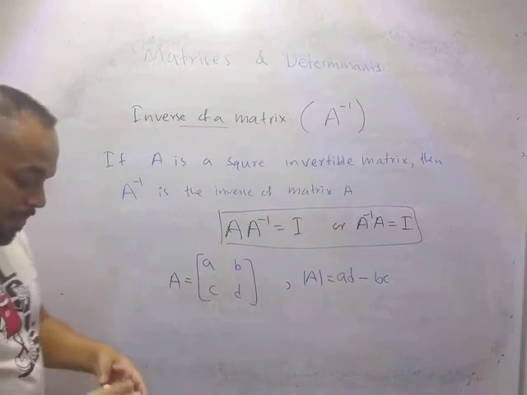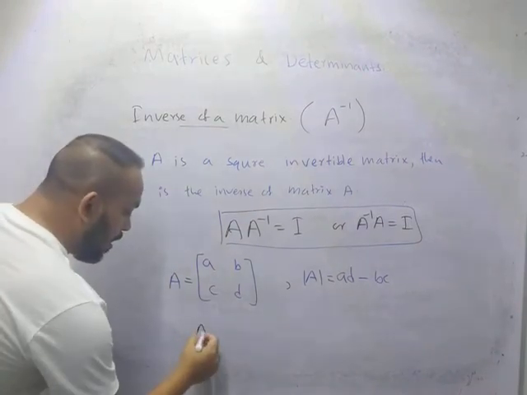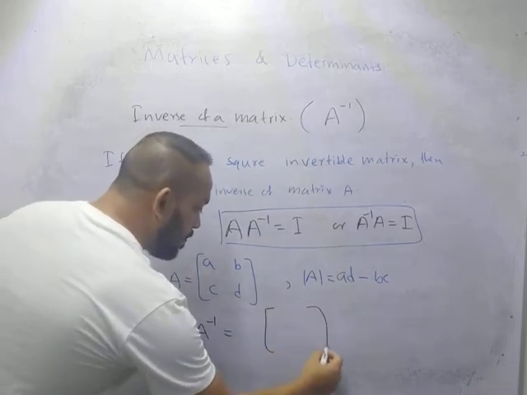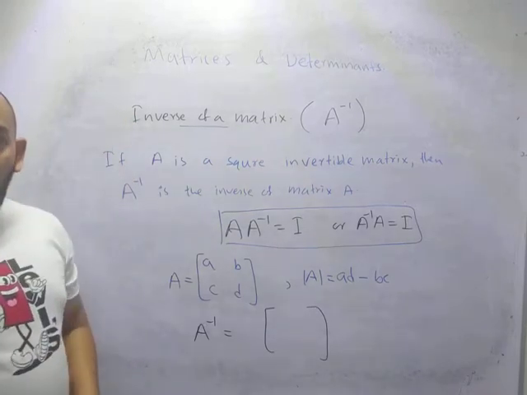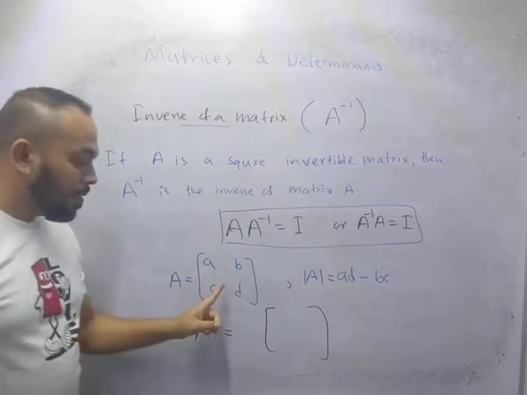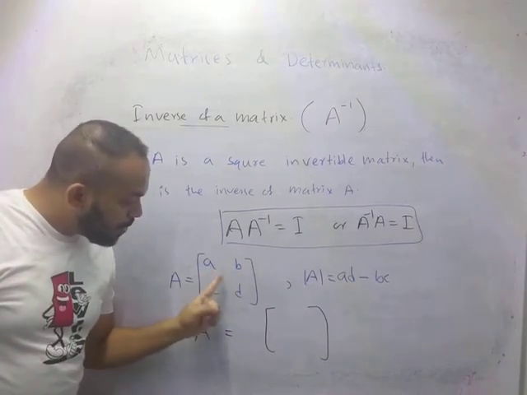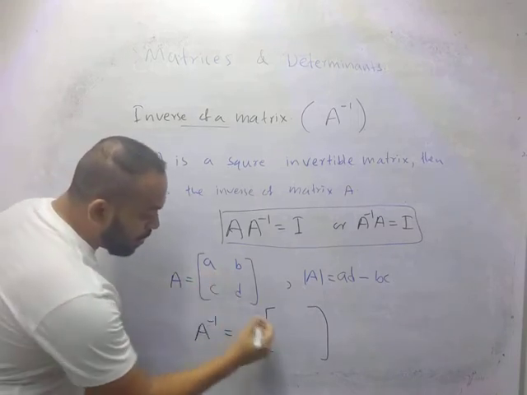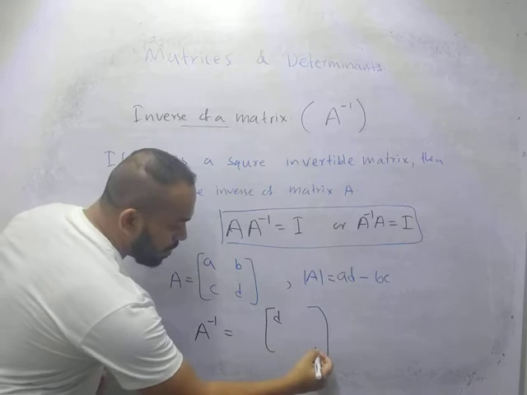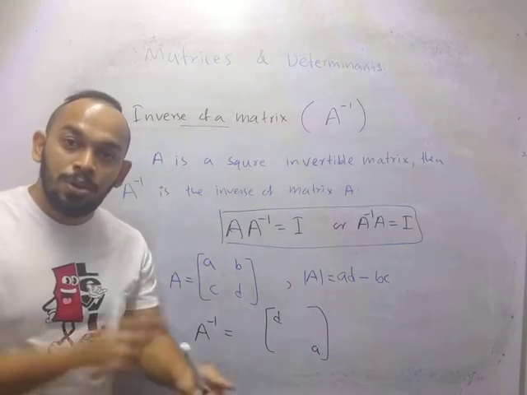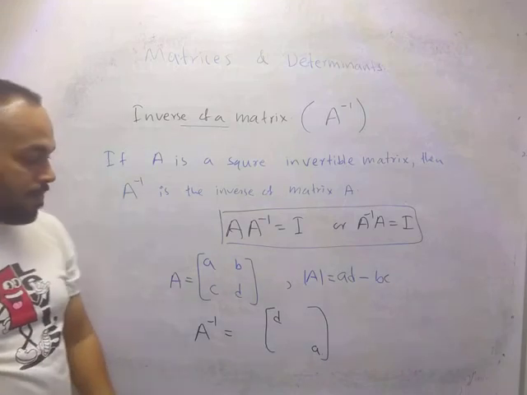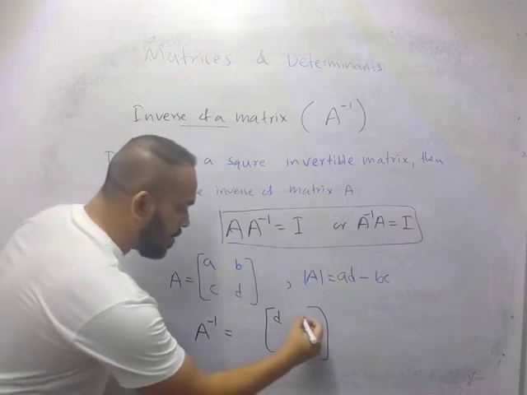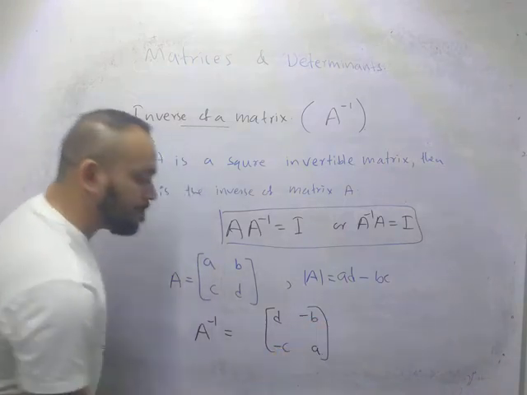Then how do you get A inverse? This is what you do. A inverse is equal to, you write the matrix. You see the diagonal elements, and you change their locations. You swap these two elements, so D goes to the top and A goes to the bottom. That's the first thing you do: change the position of the diagonal elements. Then multiply the other two elements by minus. That's it: minus B, minus C.